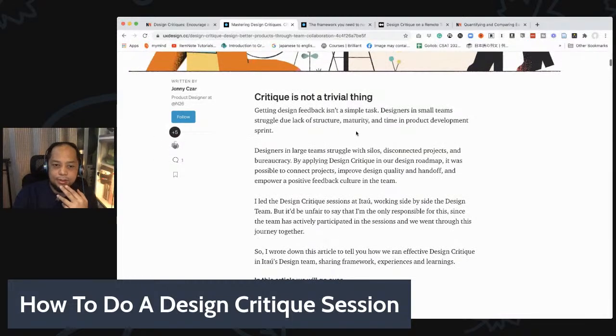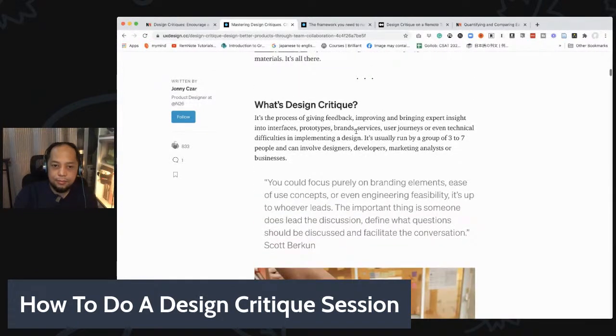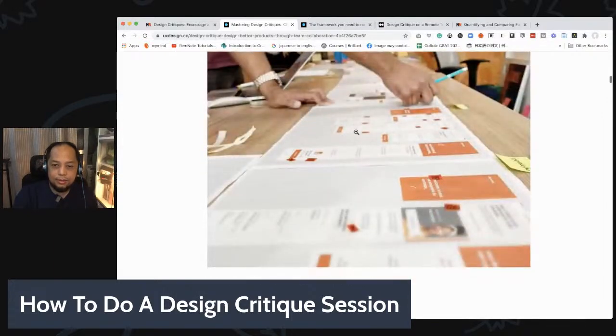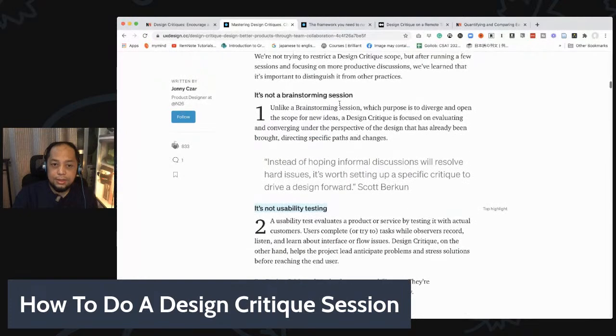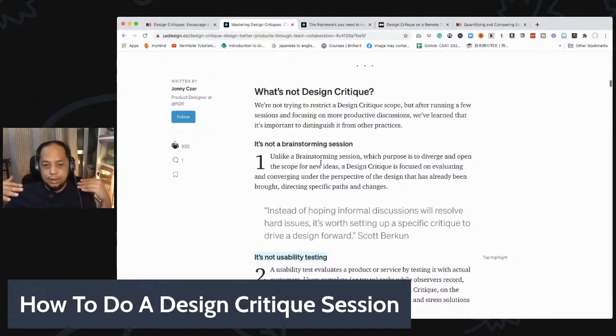Woohoo! Critique is not a trivial thing. He has a good summary here. It is the process of giving feedback. And I like this particular part: what is not a design critique? It is not a brainstorming session. The purpose of a brainstorming session is to diverge, to look for new ideas. A design critique is focused on evaluating and converging on the perspective of a design that has already been brought, directing specific paths and changes.